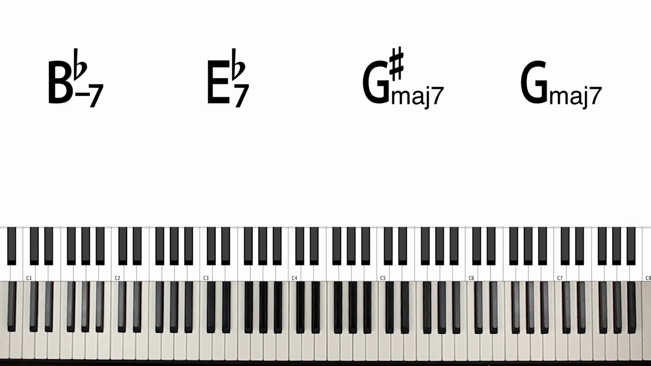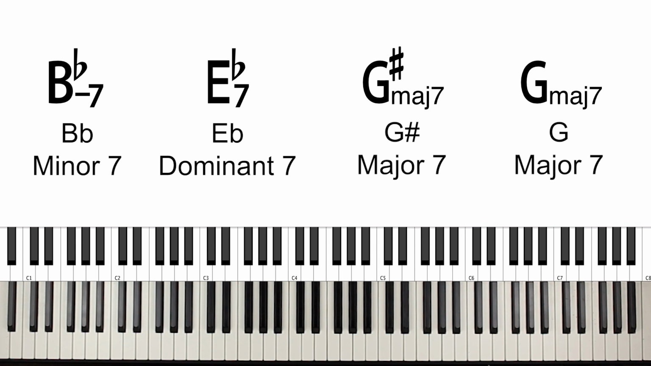Let's do a little test. What are the names of these chords? Pause now if you want to figure it out before I give the answers. You have 3, 2, 1. They are B flat minor 7, E flat dominant 7, G sharp major 7, and G major 7. It's really common for students to mistake these sharps and flats as part of the chord symbol or just miss them altogether. You're bound to do this at some point, so see if you can catch yourself when you make this mistake.